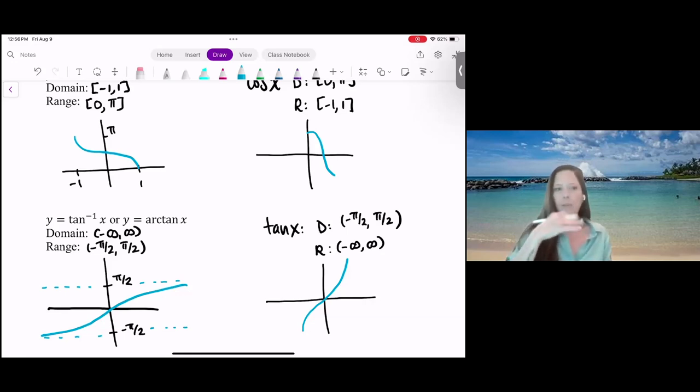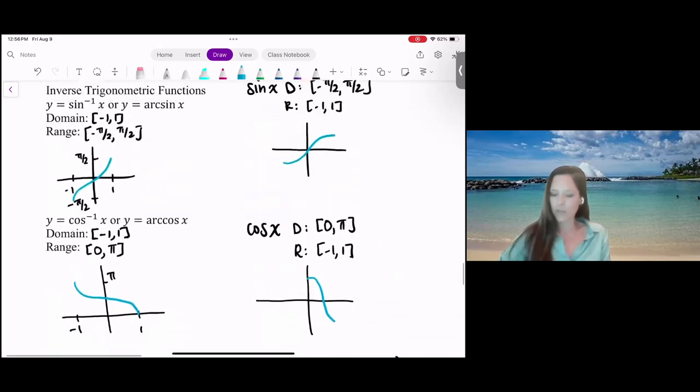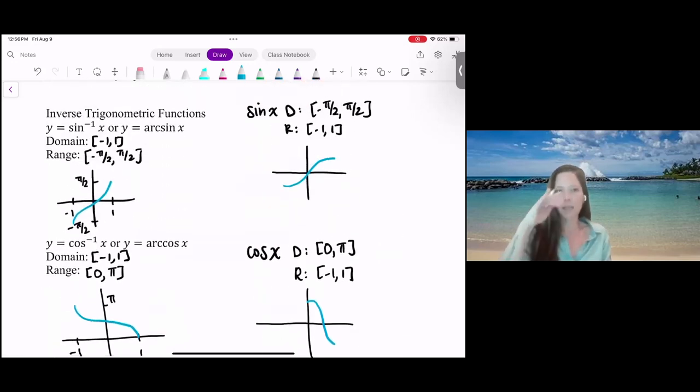Now you'll see that in each of these, if you've looked at the notation, you've got sine to the negative 1 of x, or arc sine. Arc in front of the trigonometric function is inverse. It's another way to say inverse. And this is not sine to the negative 1 power. Remember, that is the inverse notation.